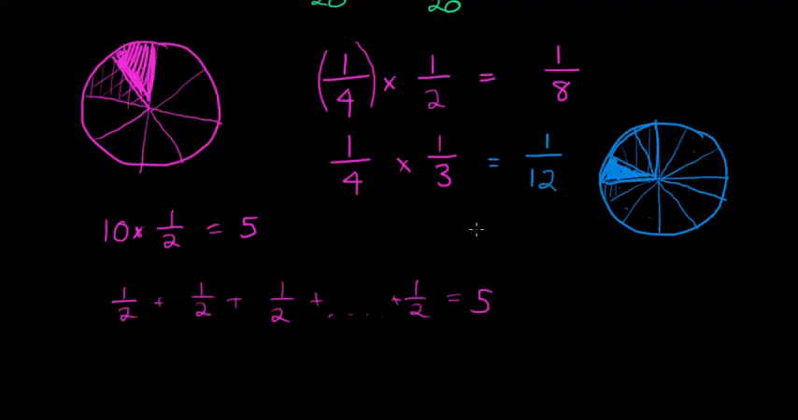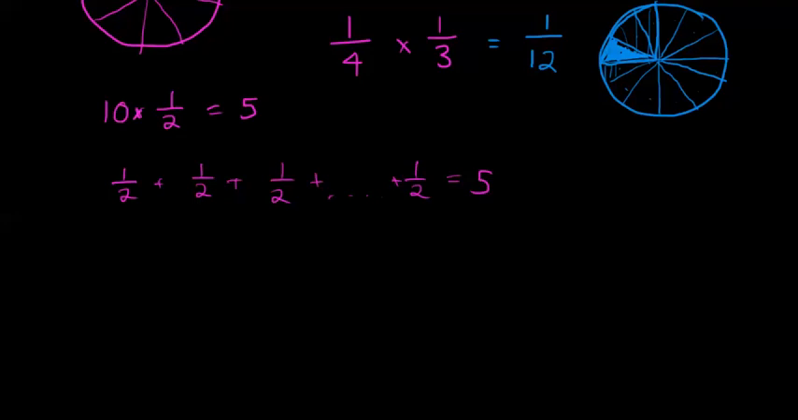I wonder if you can see what we're doing when we multiply with fractions. Well, it's quite simple. We multiply numerators with numerators and denominators with denominators. 1 times 1 is 1. 4 times 2 is 8. So this is really very simple.